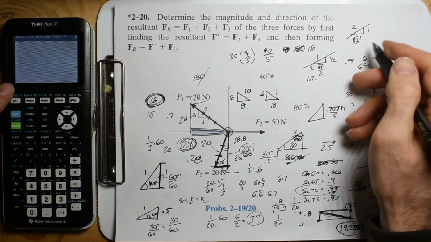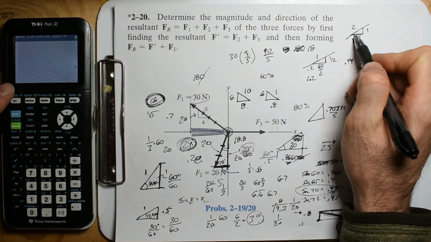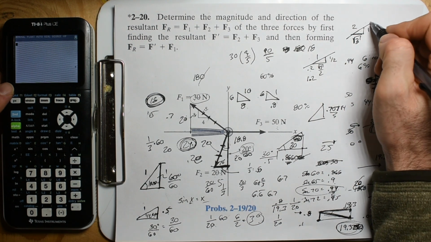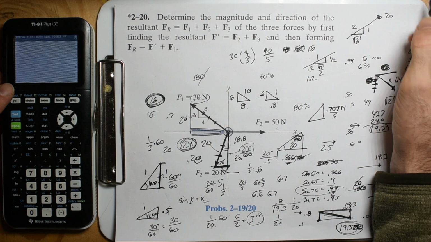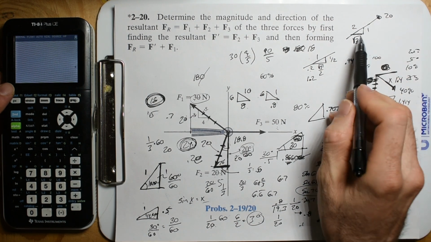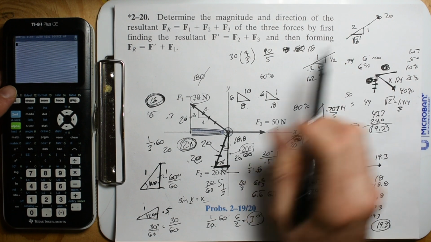Doesn't matter if you're trying to find this component, it's going to be this divided by that, multiplied by your hypotenuse. Let's say this was 20. It's going to be 20 times square root 3 divided by 2. Always the side divided by the hypotenuse. Sweet, so let's do it.